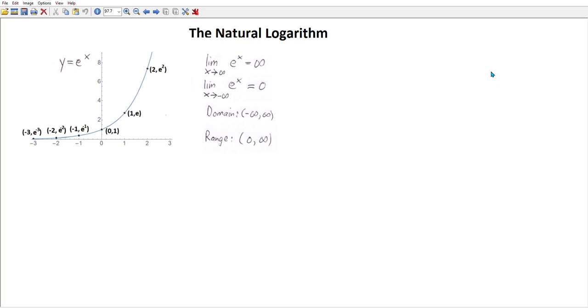Today we will discuss the natural logarithm, which is the inverse function of our exponential function y equals e to the x. Now over here we can see a graph of y equals e to the x. You can see it's an increasing function, and the limit as x goes to infinity of e to the x is infinity. This direction, the limit as x goes to minus infinity of e to the x is 0. The domain, any x value may be put in, minus infinity to infinity, but only positive numbers come out.